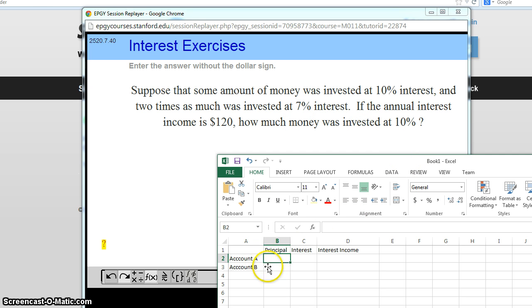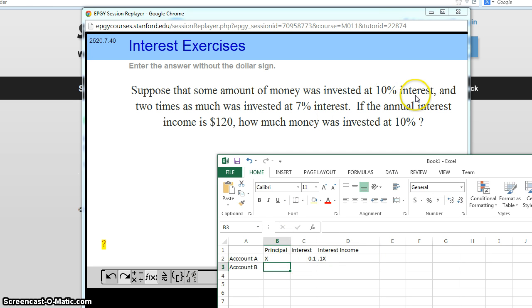So in account A, I did two accounts. Account A will be the account that pays 10% interest, so that's 0.10, and the principal is x, like we said. We don't know what the principal is. And the interest income is the product of these because you're earning 10% a year. So if x were $100 and you're earning 10% a year, that means the interest income would be $10 per year. So we just multiply these together. We don't know what x is, but we know that the interest income is going to be 0.1 times x.